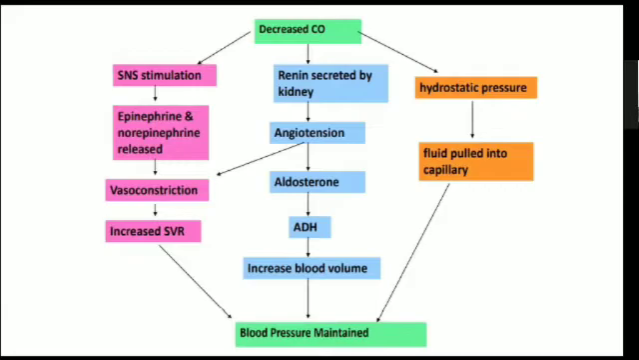On the other hand, the sympathetic nervous system is stimulated. Epinephrine and norepinephrine are released, which cause vasoconstriction and increase the total peripheral resistance. Thus, it increases the blood pressure up to normal level.